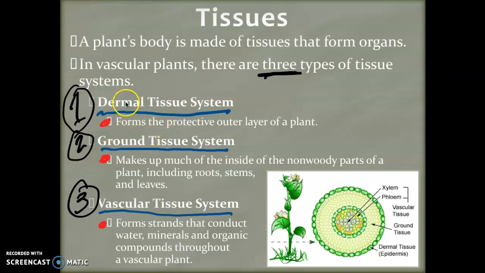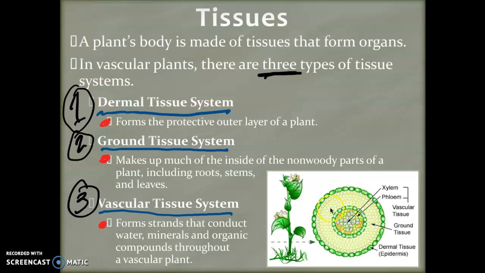Your second type of tissue system is your ground tissue system, right? This right here is a cross section of this plant. If you cut it right here and then look at it from a vertical view, this is what you're going to see. So this green part on the outside is the epidermis. This inside part is what's called the ground tissue. It's going to make up a lot of the inside parts of the plant.